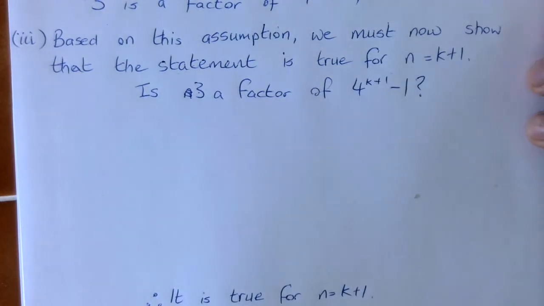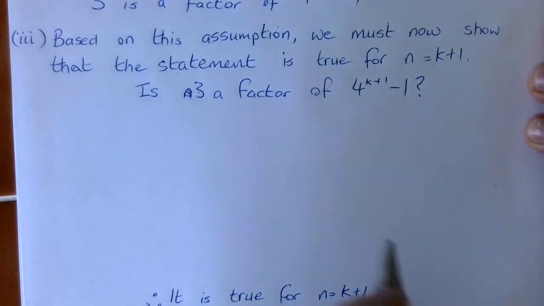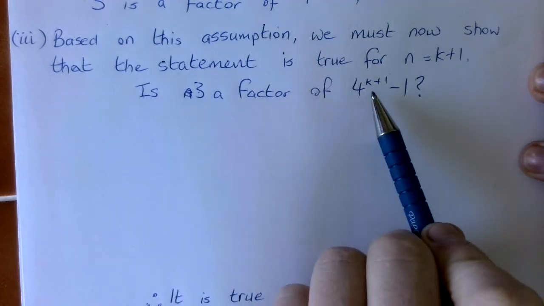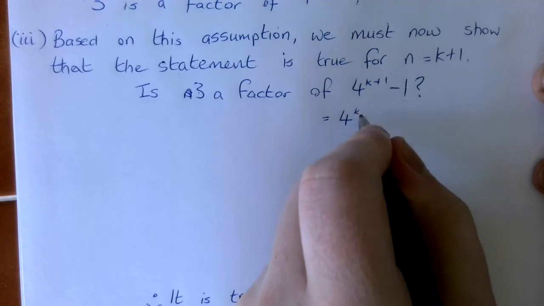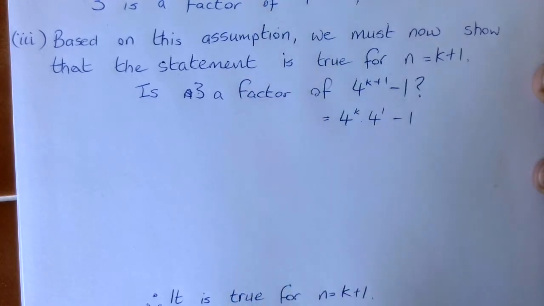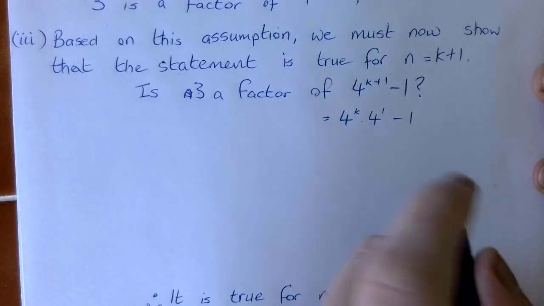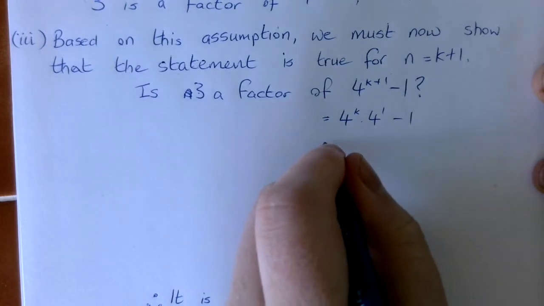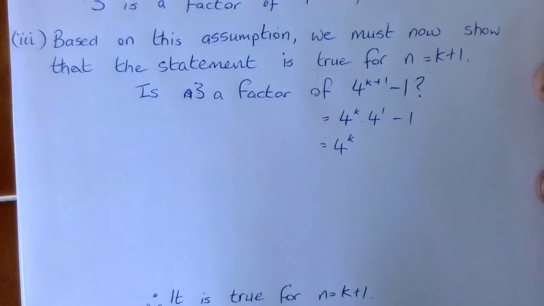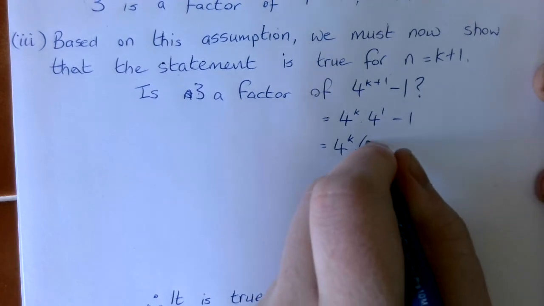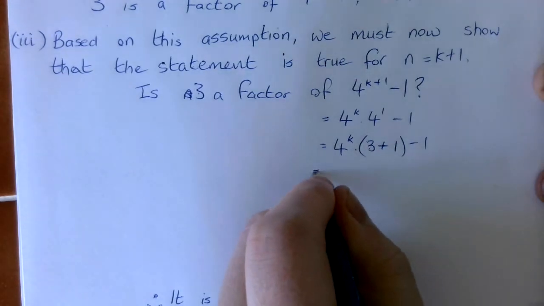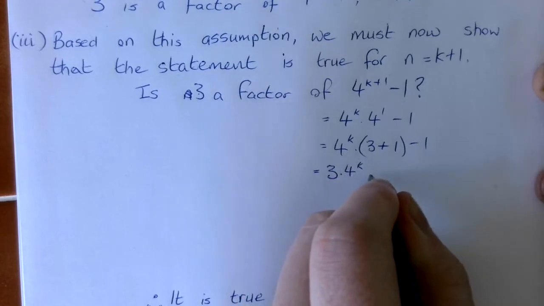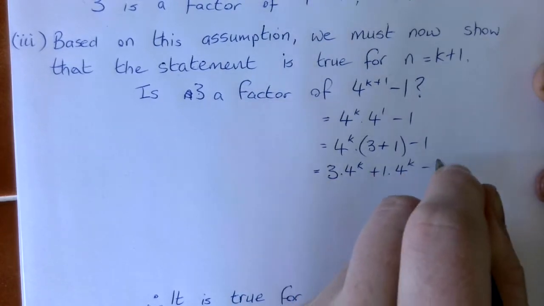So now what we need to do is this bit here, we're going to try to simplify it down and show that 3 does in fact divide evenly into this bit here. In order to do that, the first thing we're going to do is split up our powers. So using our laws of indices, we can put it as 4 to the power of k by 4 to the power of 1, minus 1. Then at this stage, we can split the 4 into 3 plus 1, since we're trying to show that 3 divides evenly, and then minus 1. And then we're going to write it as 3 by 4 to the power of k plus 1 by 4 to the power of k minus 1.